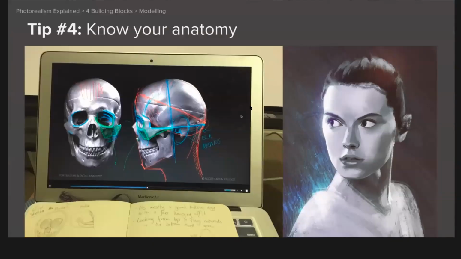And tip number 4, know your anatomy. If you're going to be modeling some humans, you have to study the anatomy of the human face because faces need special attention. Human eyes are very good at detecting flaws in human faces. So even subtle differences make a big change. This is some course on anatomy by Scott Eaton.